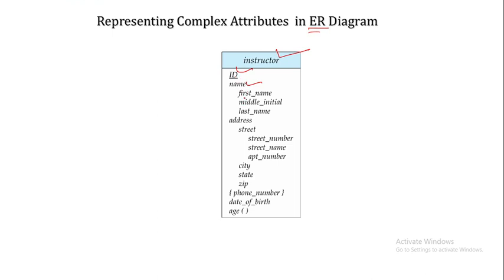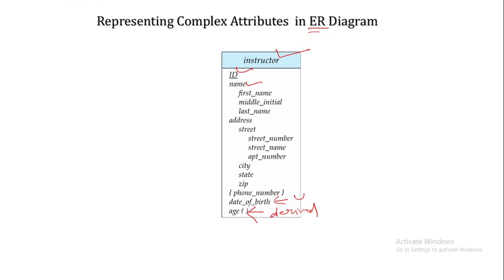Name is an attribute that is composite, made of first name, middle name, and last name. Address is composite, where we have street address and all these things. Then we have a phone number, then date of birth and age. Age is a derived attribute.